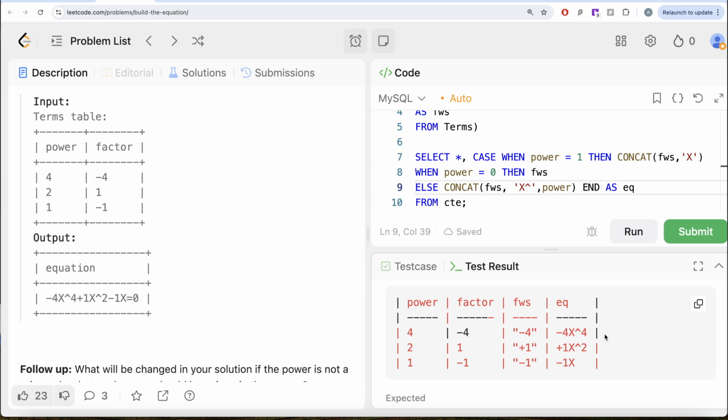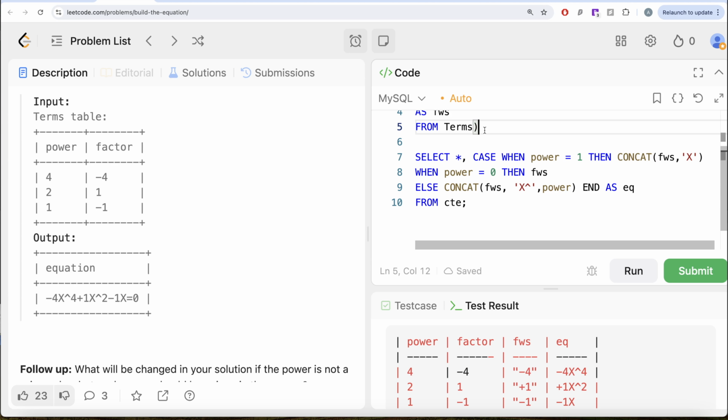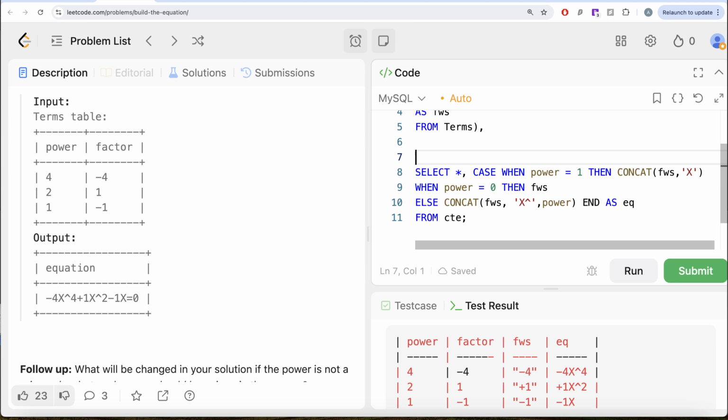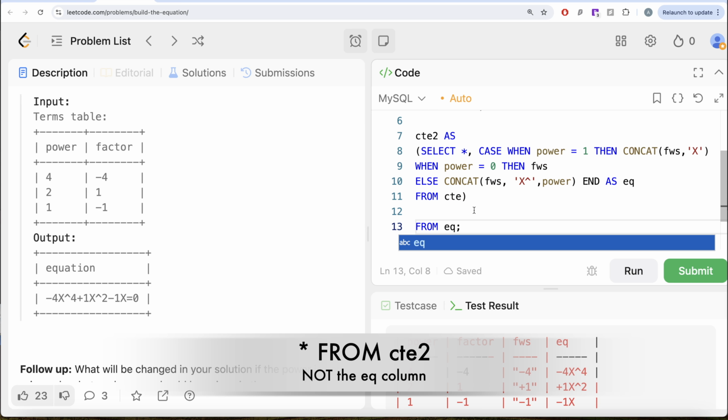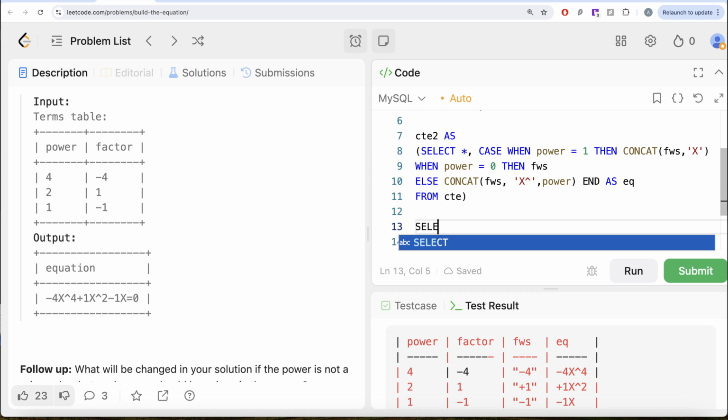What we need is we need to concatenate all of the above. So let's try to do this. Let's save this entire thing in another common table expression. So CTE2 as this entire thing goes into parentheses. And then what we need is we need to concatenate the values in the EQ column. So from this EQ column, let us return the concatenated value.